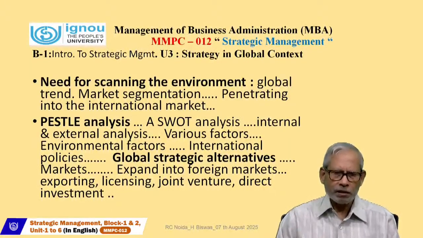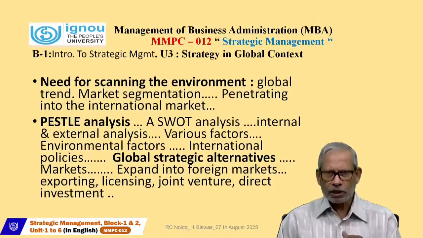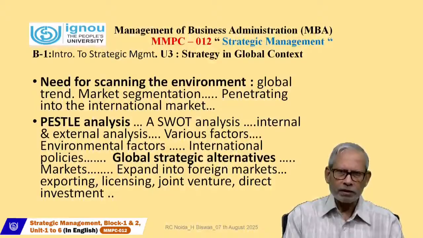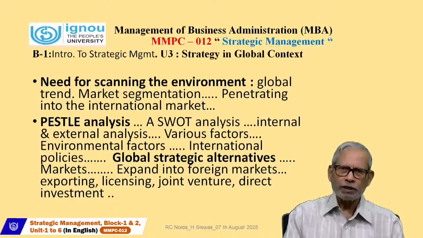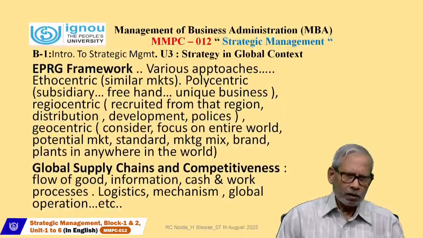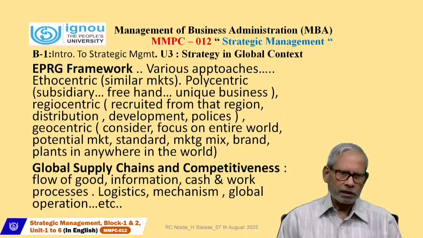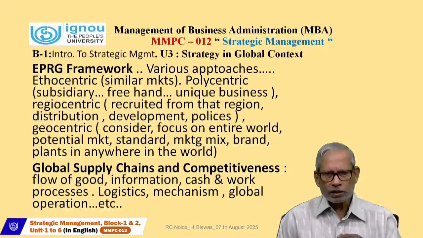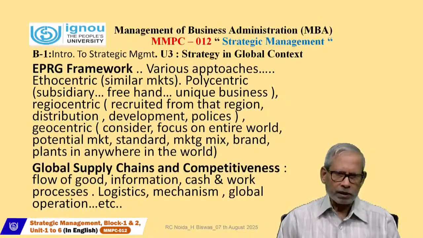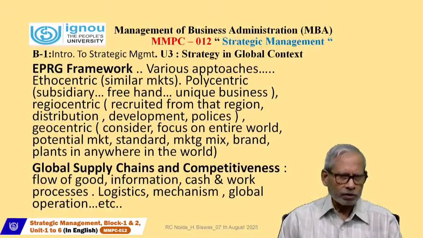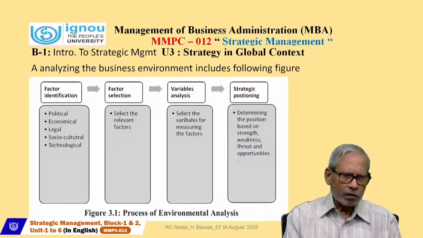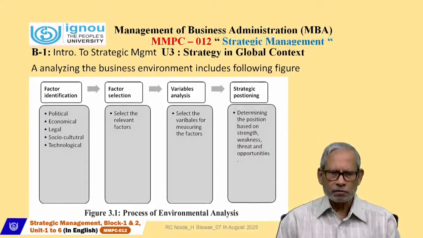For the global strategy alternatives, you have to identify the options so that accordingly you can go for licensing or joint ventures. You have already discussed that a little bit, and now it is a touch upon it again. Basically it is a part of your SWOT analysis. Another framework is the EPRG framework, where different approaches are there, such as polycentric and geocentric. We have already discussed supply chains. Now some of the processes of environmental analysis are there.